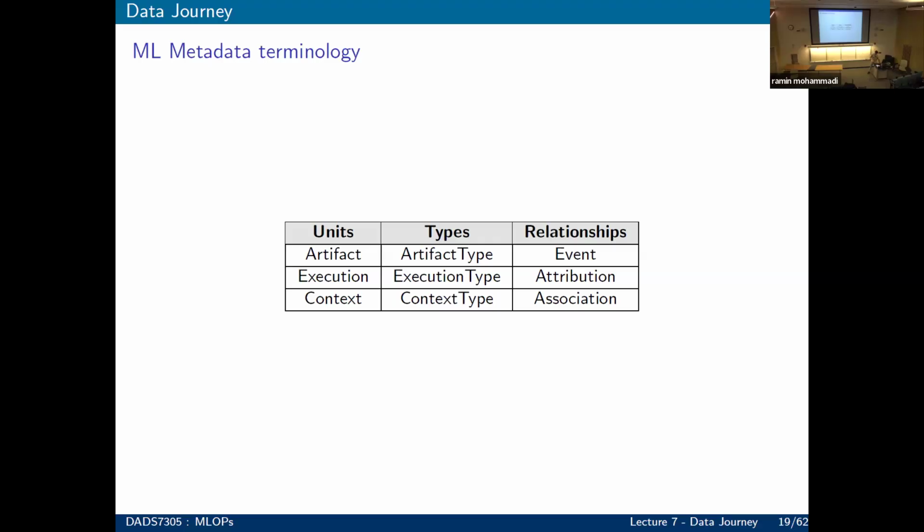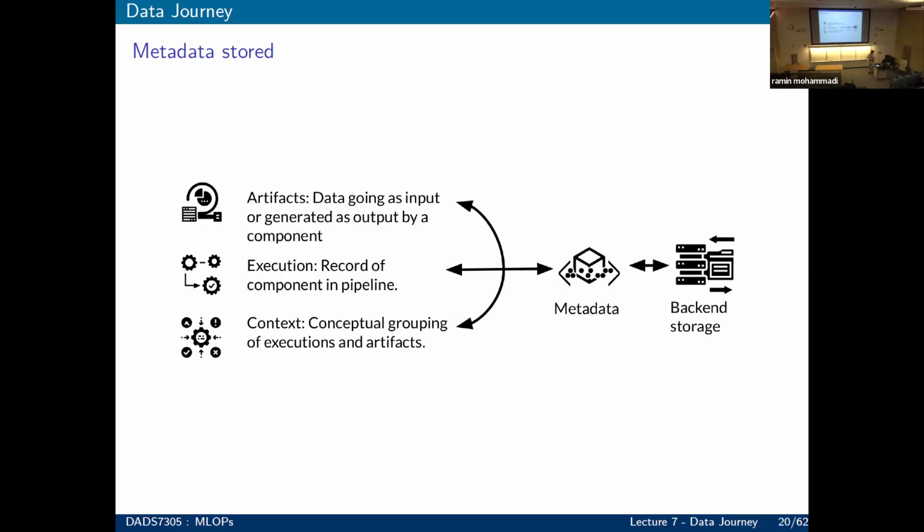Now, what are these? So let's go here. Artifacts, as we said, are any data going into the model or coming out of the model. That's always an artifact. Anything that you generate along the way becomes an artifact. Execution is the record of any execution, any code run. That's the execution, and it has a data type called execution type.